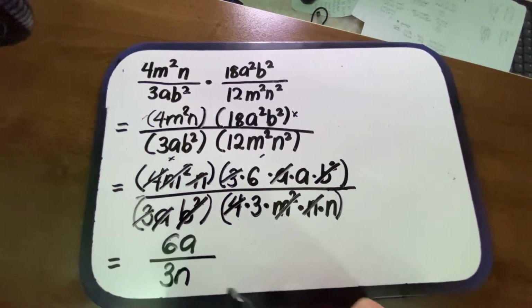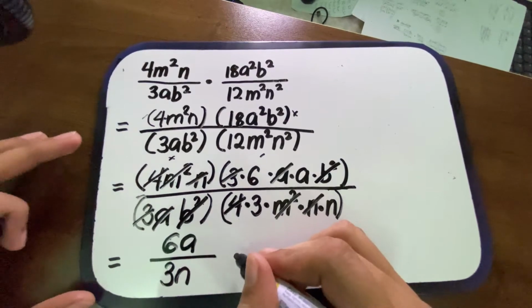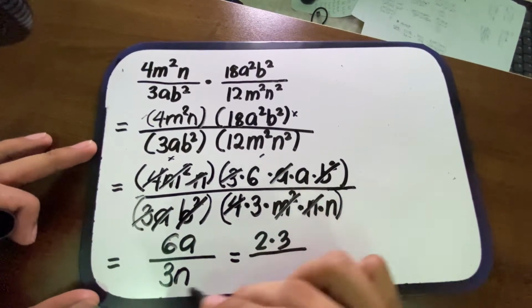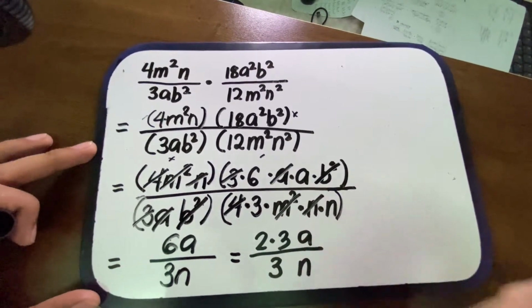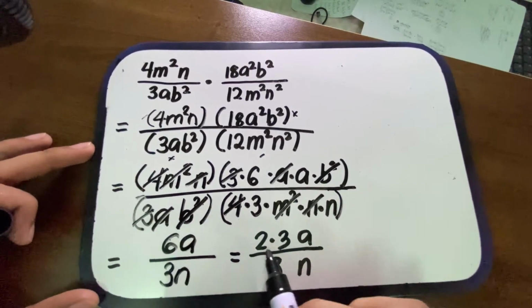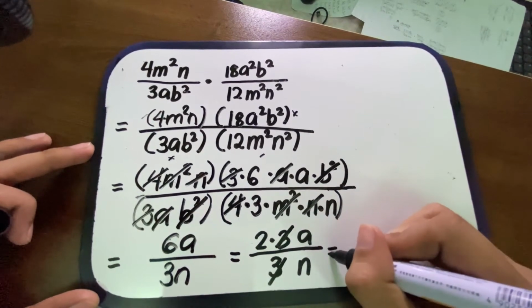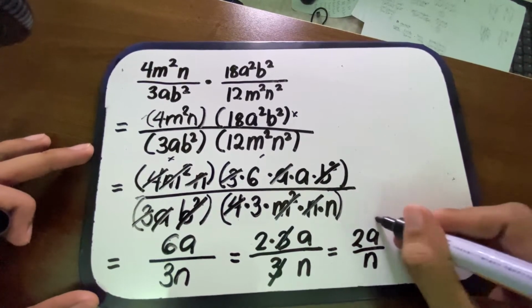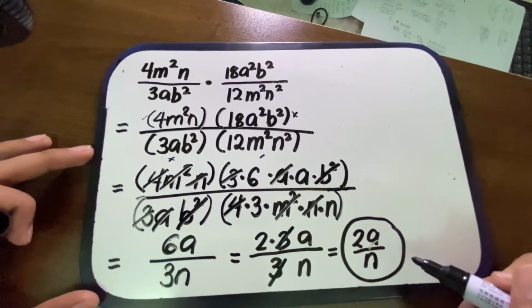So if you notice, 6 and 3 can be simplified also, right? Because 6 is 2 times 3, and we have 3, so 6 will become 2 times 3, so we can cancel. So this will become 2a over n. So this will be our simplified answer, and this is the product.